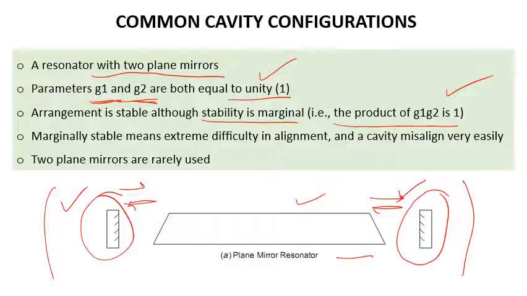So this is what we are studying, the common cavity configurations. The first configuration we studied is when we use two plane mirrors. Two plane mirrors are marginally stable. It's difficult to align, and with a little bit of misalignment it goes beyond the stability criterion. So this is one of the reasons it's rarely used.